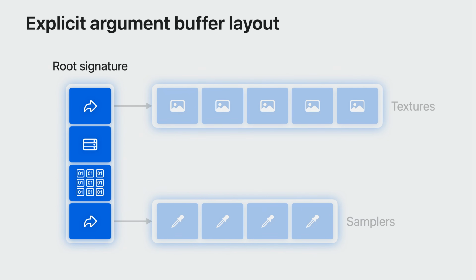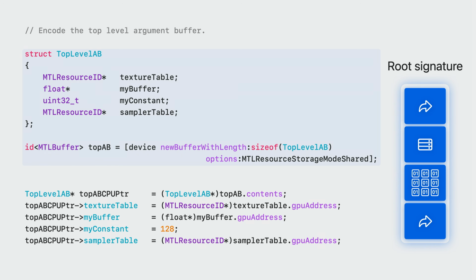You can also use an argument buffer to represent the top-level root signature itself. This example defines a structure for the root signature and creates a Metal buffer that can store one instance of it. The code assigns each of the structure's fields appropriate values, including GPU addresses for the texture and sampler tables. That's all it takes to convert a root signature.